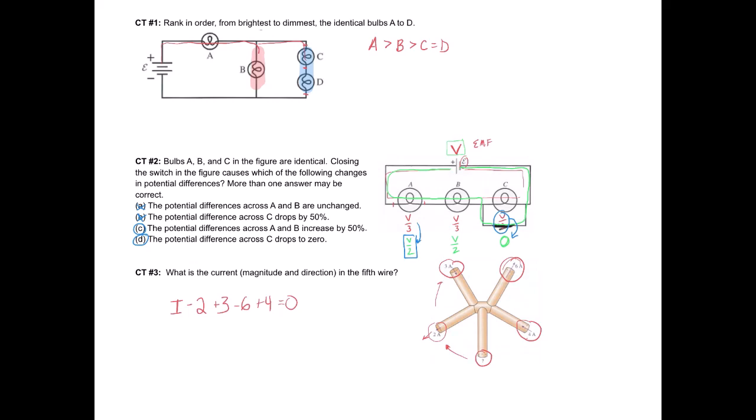So at this point, you should be able to put those together. -2 plus 3 is +1. -6 would be -5. Plus 4 would be -1. And so I end up getting I minus 1 equals 0. So the current is 1 ampere. Now that is positive. That means that it's coming in.